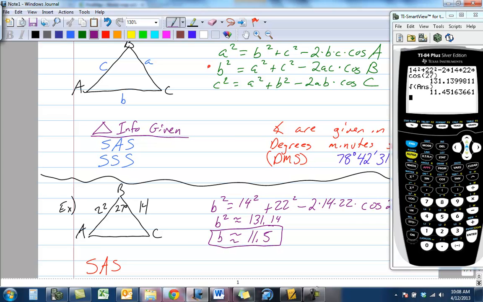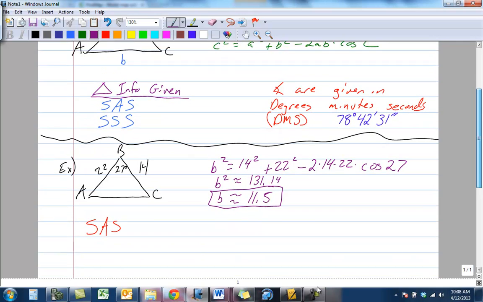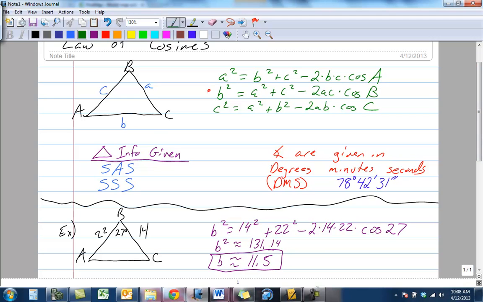Right? Great. So now we got B. That's fantastic. But now we've got to find the other two angles. Right? So let's work on angle A here. Let's find A. If we're going to find A, we're going to use the A formula.